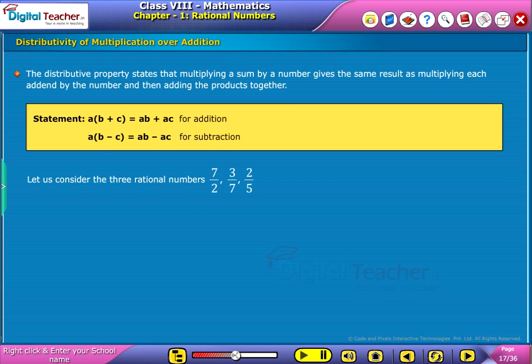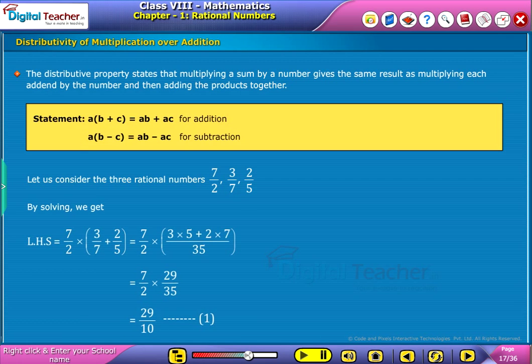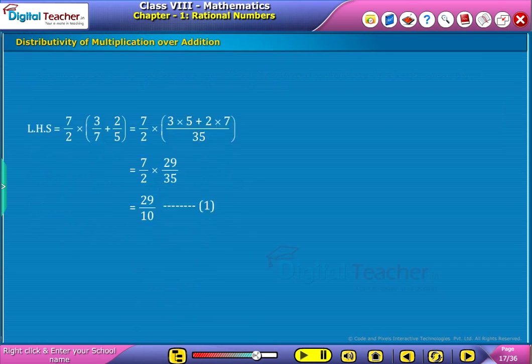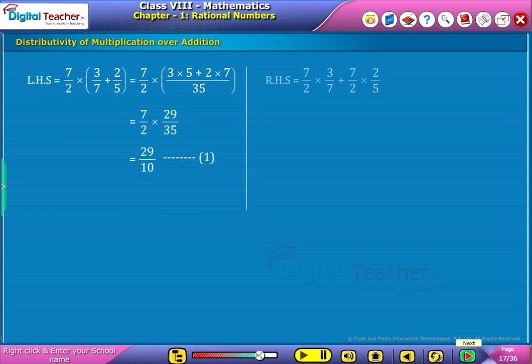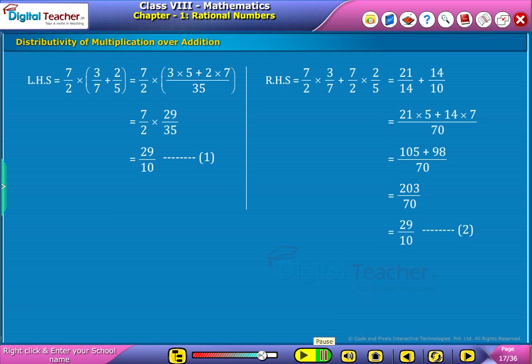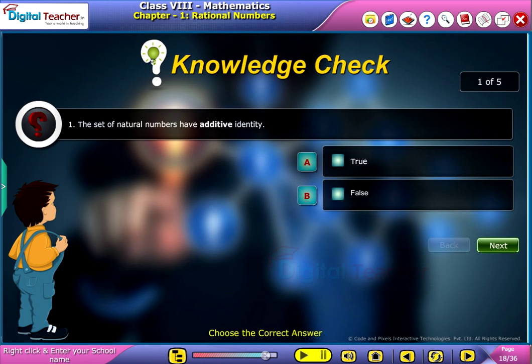Let us consider the three rational numbers 7 by 2, 3 by 7 and 2 by 5. By solving we get LHS equal to 29 by 10. Let us represent it as 1. RHS equal to 29 by 10. Let us represent it as 2. Knowledge check. Attempt the following questions to check your understanding.